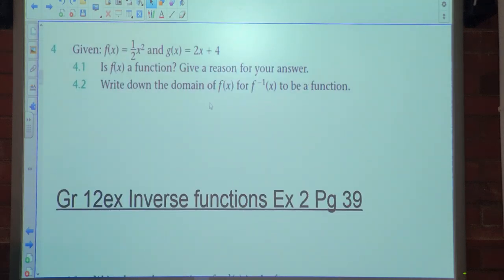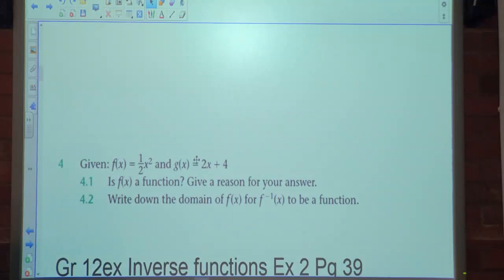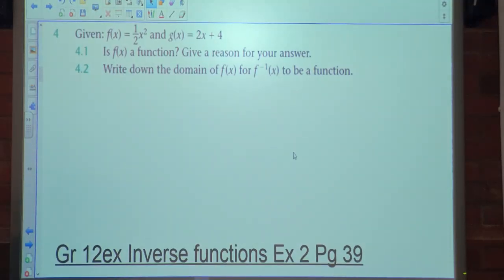Yes, another question. Number 4. We are given f of x equal to half x squared and g of x equal to 2x plus 4. Is f of x a function? Give a reason for your answer. Yes. Why? It passes the vertical line test. And what type of function is that? Parabola. Many to one, one to many, or one to one? Many to one.